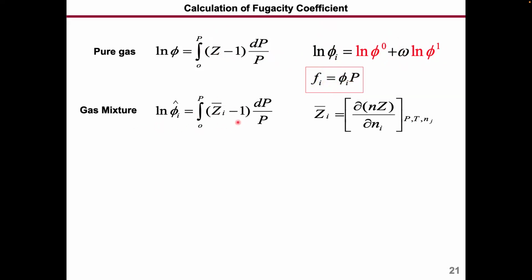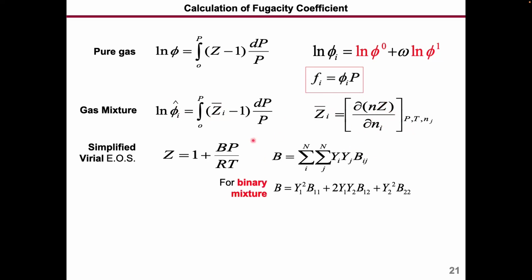For gas mixtures, similar thing, right? You will have natural log φi hat equal to the partial derivative of Z with respect to ni, minus 1. And then for Z, again, Z is equal to 1 plus BP divided by RT if you are following a simplified virial equation of state. And then this B value is going to be complex, containing some mole fraction information in this particular case. And then you plug in and take the partial derivative.